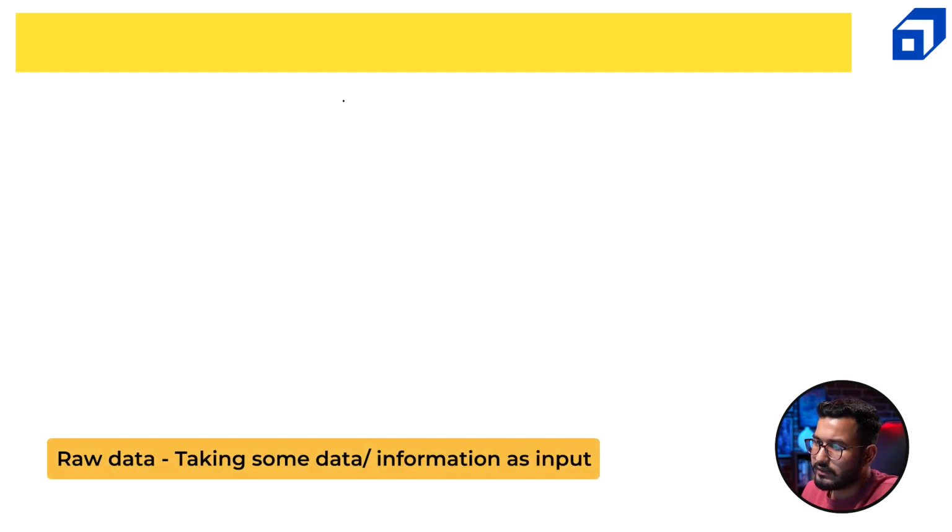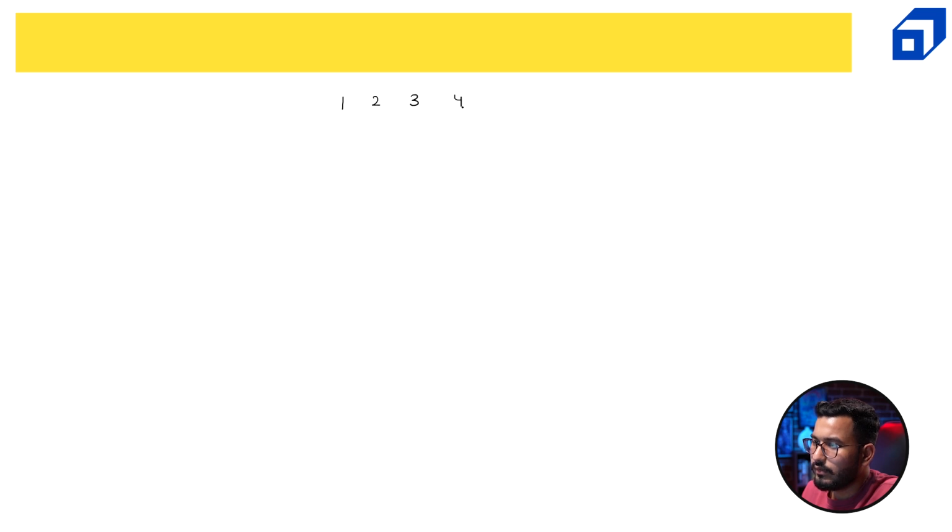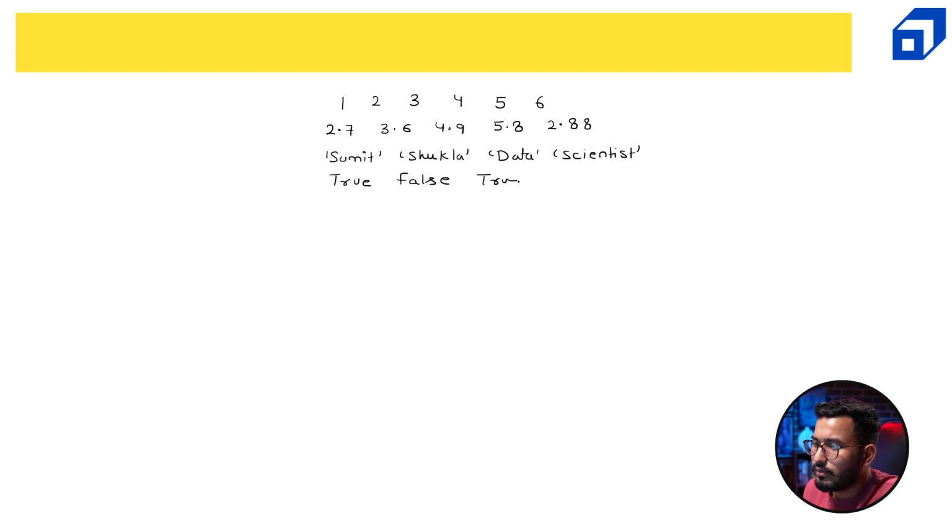Let me write down some raw data. 1, 2, 3, 4, 5, 6, 2.7, 3.6, 4.9, 5.8, 2.88, then Sumit Shukla, data, then scientist, and then we have, let's say, true, false, true, false. All together, we can call this thing data. This is basically my raw data, or maybe information.